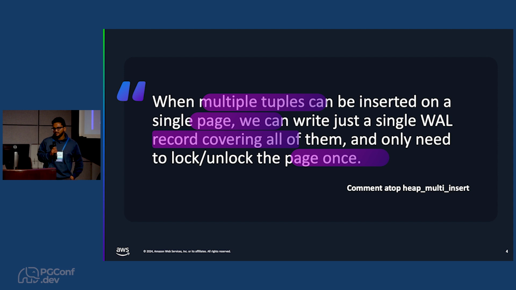So let's look at the main idea behind the heap access method when it is using multi-inserts. When we are inserting multiple tuples, if we can write all of them into a single page, we can write less WAL and take fewer locks. That's the main idea there for heap. Let's see if reusing this logic, multi-inserts, for any other commands gives us any benefit.